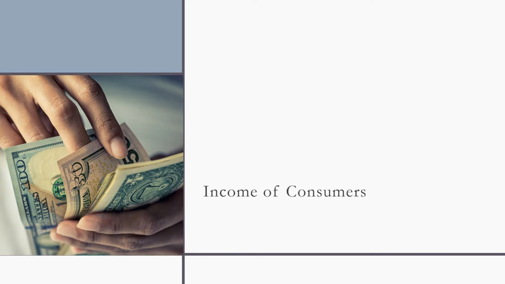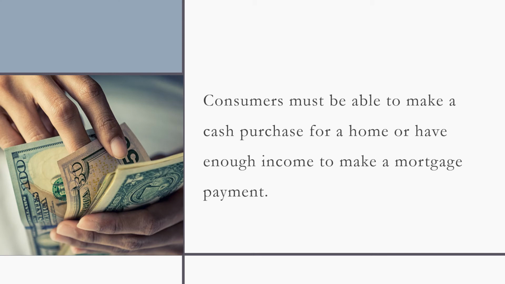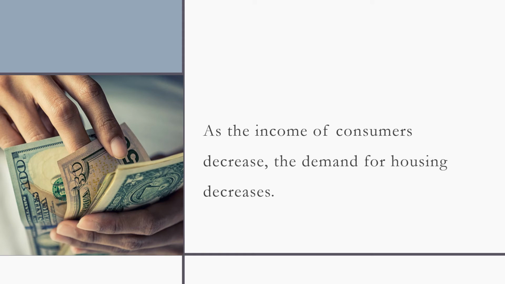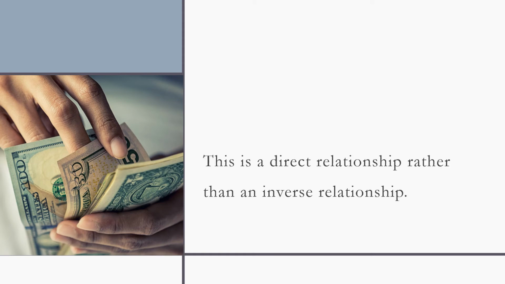Income of consumers. Consumers must be able to make a cash purchase for a home or have enough income to make a mortgage payment. As such, as the income of consumers increases, so does the demand for housing. As the income of consumers decreases, the demand for housing decreases. This is a direct relationship rather than an inverse relationship.